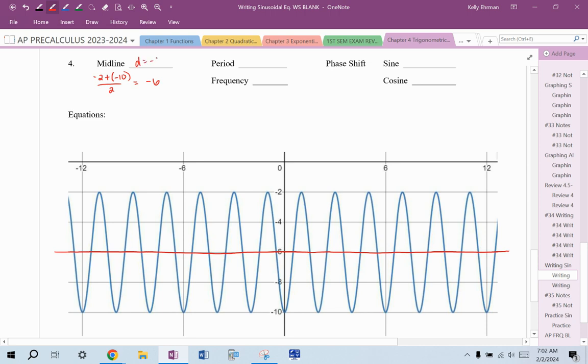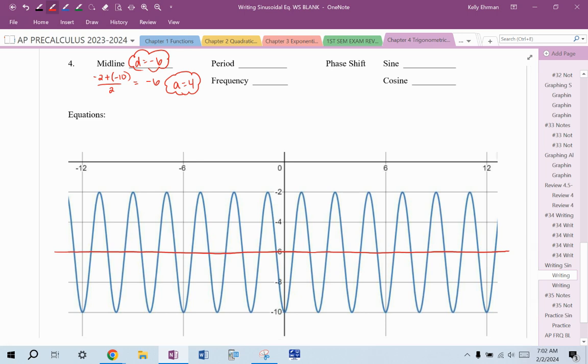D is -6. A is half of that distance, right? So from -2, or I'm sorry, A is not half that distance. A is half of the overall distance between the max and the min. I'm sorry. So what we're just looking at is from -2 to -6. A is 4. It's still early. Okay. What else?